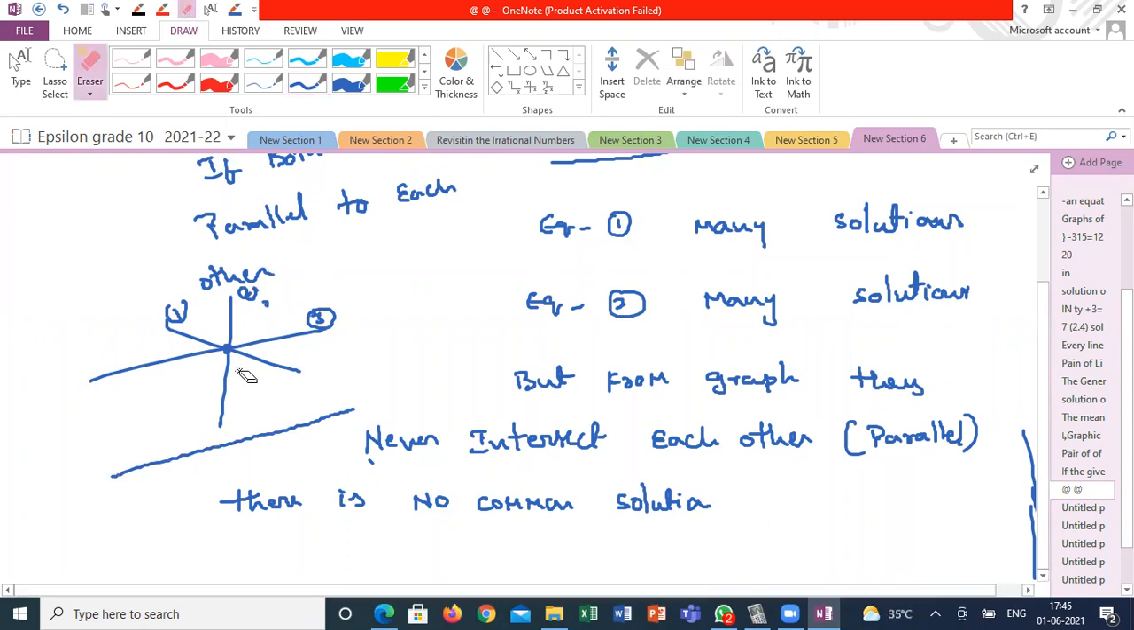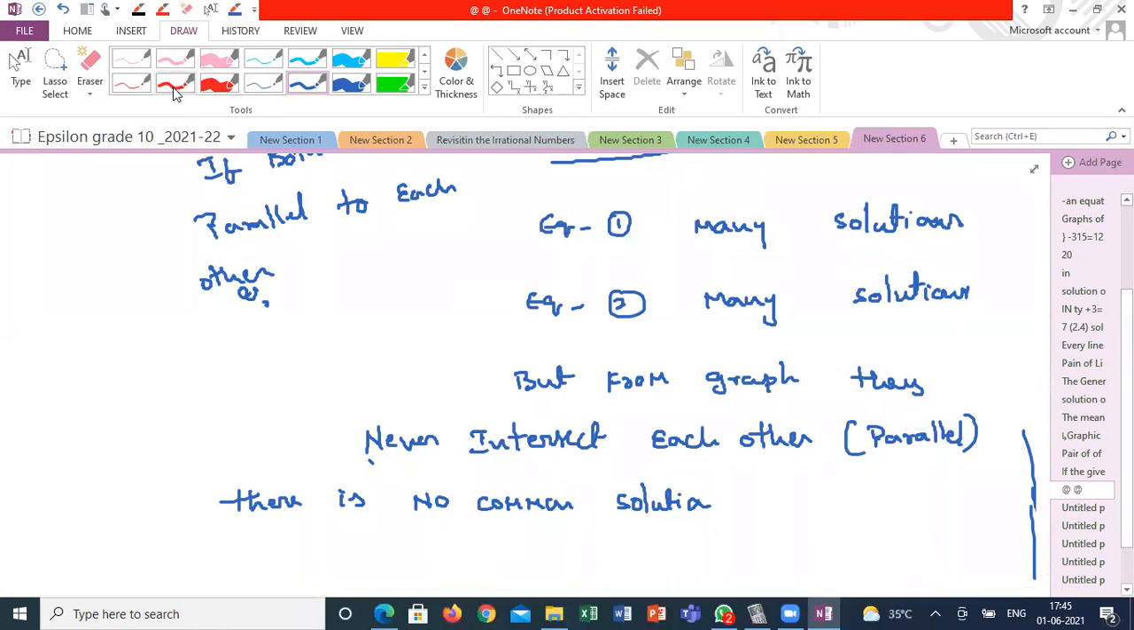I am removing one line here. It is never meeting. That means there is no common point. In this case, we can say this pair of system of lines doesn't have any solution. So here, my conclusion in the graphical method, after drawing the graph, is that if the lines are parallel, and even if you extend them they never meet, you can conclude this graph shows parallel lines. So the conclusion is no solution.